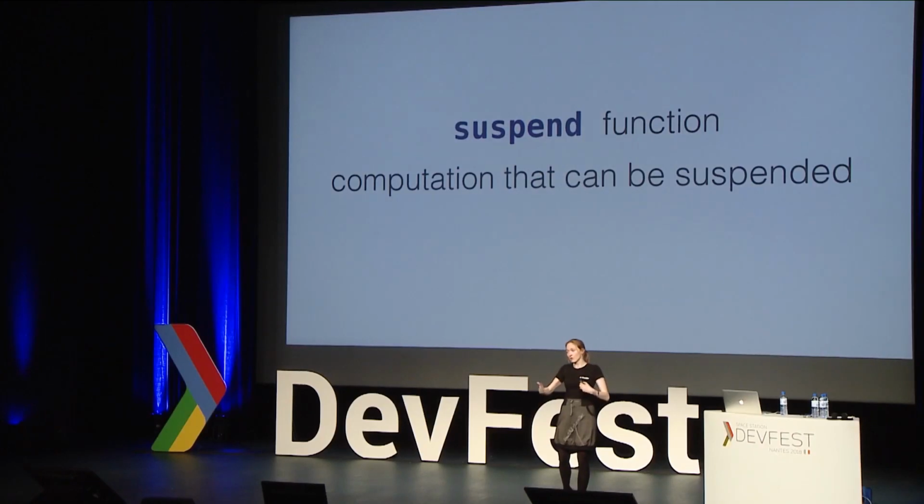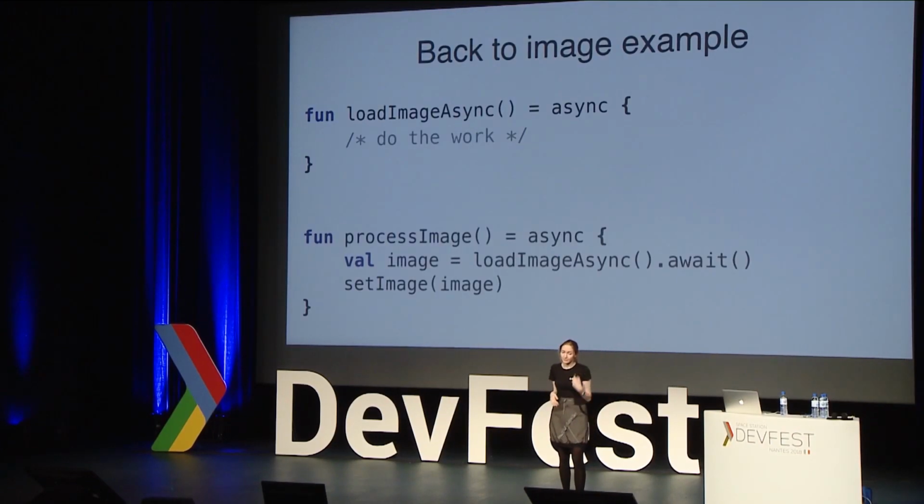So a coroutine is a computation that can be suspended. And in Kotlin, we have the special marker to mark such computation that can be suspended. And that is the suspend modifier. When you see a suspend function, that means that this function represents a computation that can be suspended. So now when you write code in Kotlin using coroutines, you will see a lot of such suspend functions.